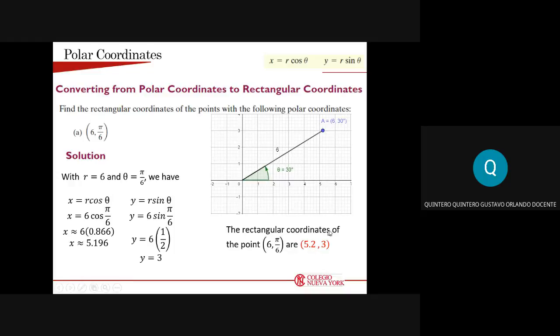Look, the rectangular coordinates of the point 6, pi over 6. These are the polar, right? And these are the answers. This is the answer in red: 5.2, 3. We are talking about a point, so we want to put this as a point with coordinates inside parentheses. And that is it, guys. That is how you use the formulas and you change from polar to rectangular coordinates.